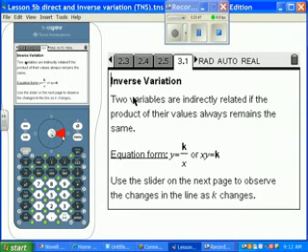K is the constant of variation. We won't have to do a lot of these because they won't be on the reading sample. You might have one, maybe two, okay? All right, so use the slider on the next page to observe the changes in the line as k changes.